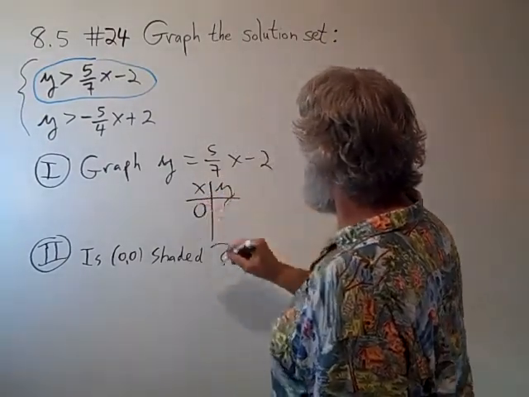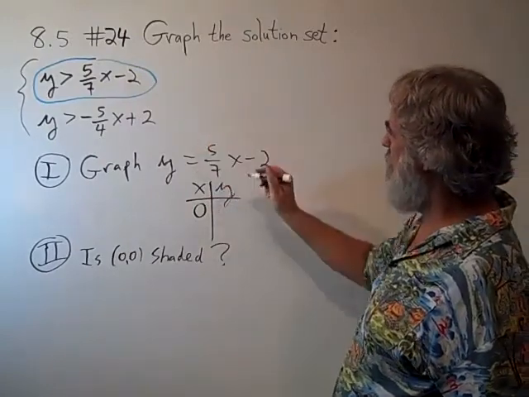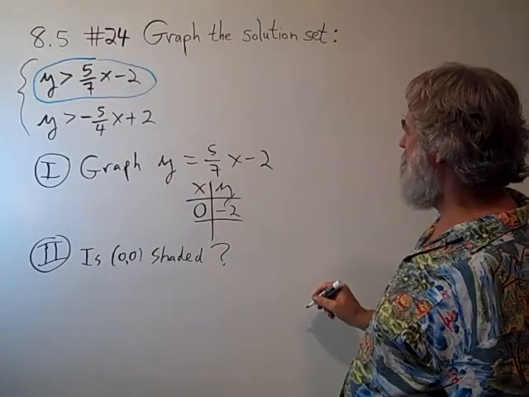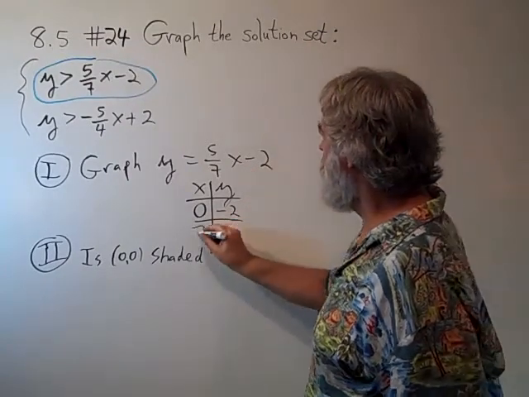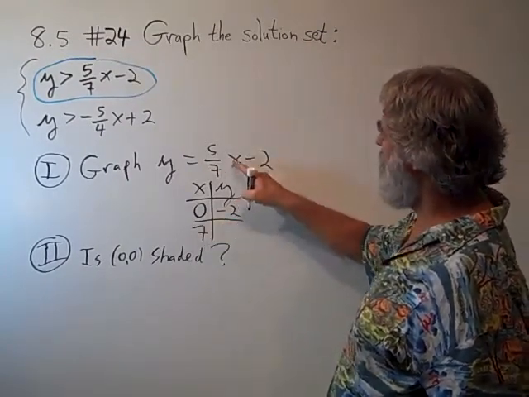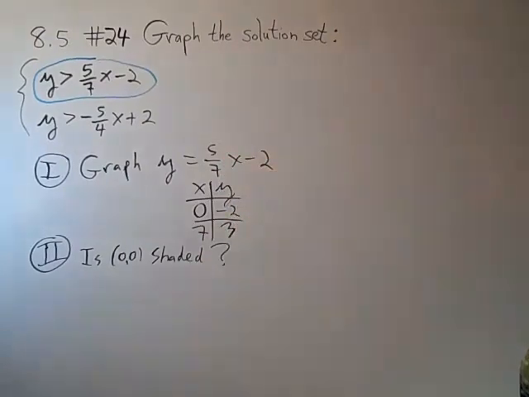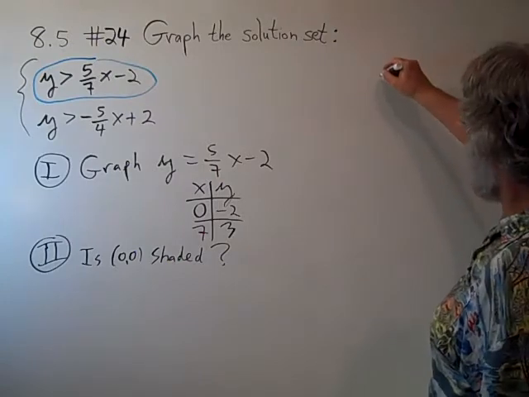And if x is equal to 0, then y is equal to -2. On the other hand, if x is equal to 7, the 7's cancel, and we're left with 5 minus 2 is 3. So there's 2 points on the line we can graph.